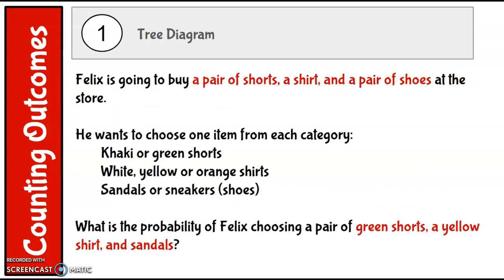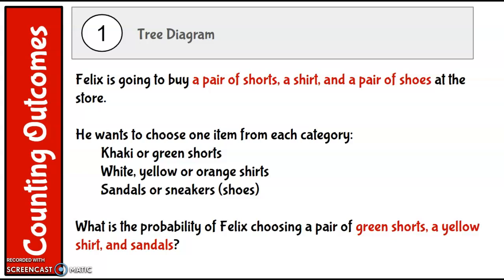Let's look at an example. Felix is going to buy a pair of shorts, a shirt, and a pair of shoes at the store. And he wants to choose one item from each category. He can choose khaki or green shorts, white, yellow, or orange shirts, or sandals or sneakers, which are shoes. What's the probability of Felix choosing a pair of green shorts, a yellow shirt, and sandals?